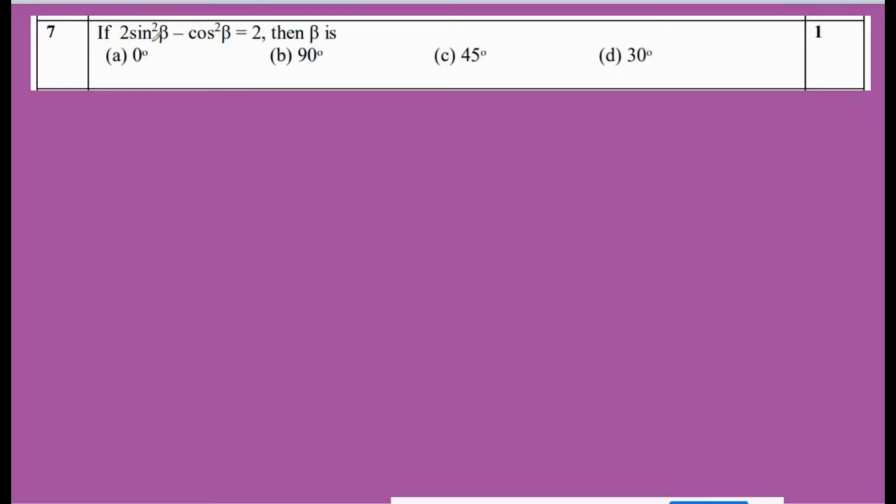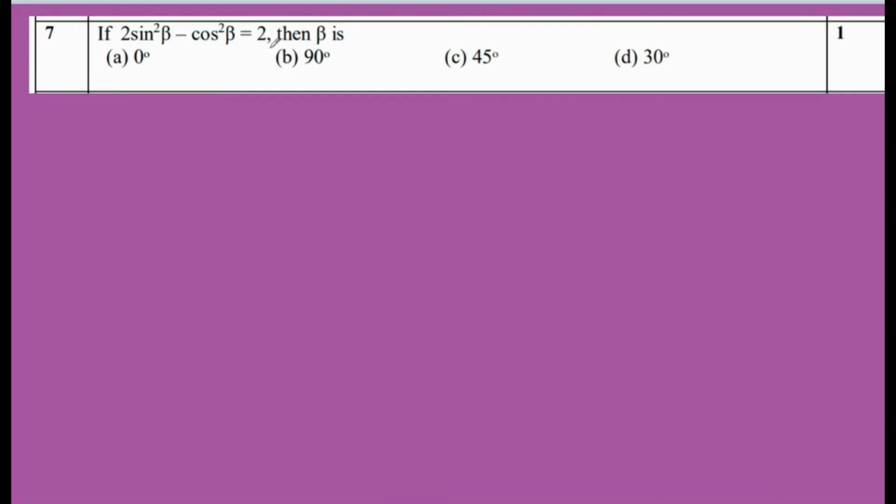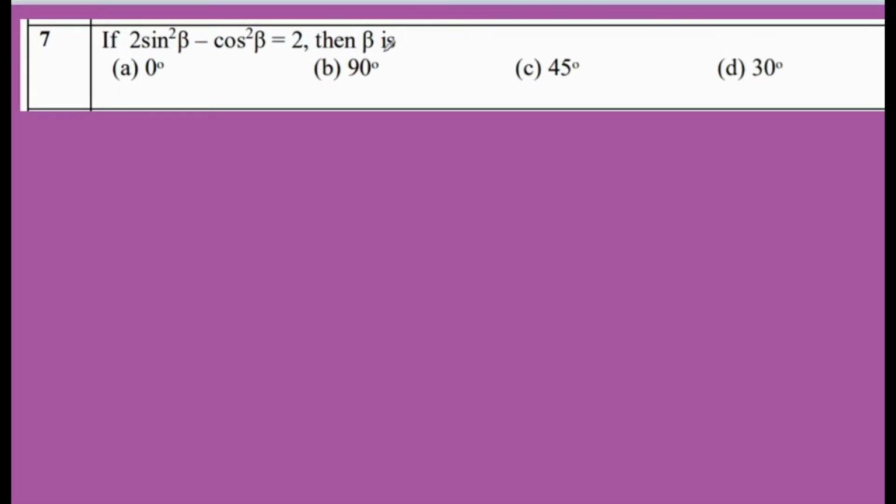Question number 7. If 2 sine square beta minus cos square beta is equal to 2, then find the value of beta. Here there are two ways to solve this problem. One is with identities. There are three identities in trigonometry. Another is replacing the values of the given angles in the beta in the question. If LHS and RHS are same, then that is the value of beta. We'll use the second method. We will replace each angle in the LHS, and if the answer is 2, the RHS, then that is the value of beta. Let us replace option A, 0 degrees.